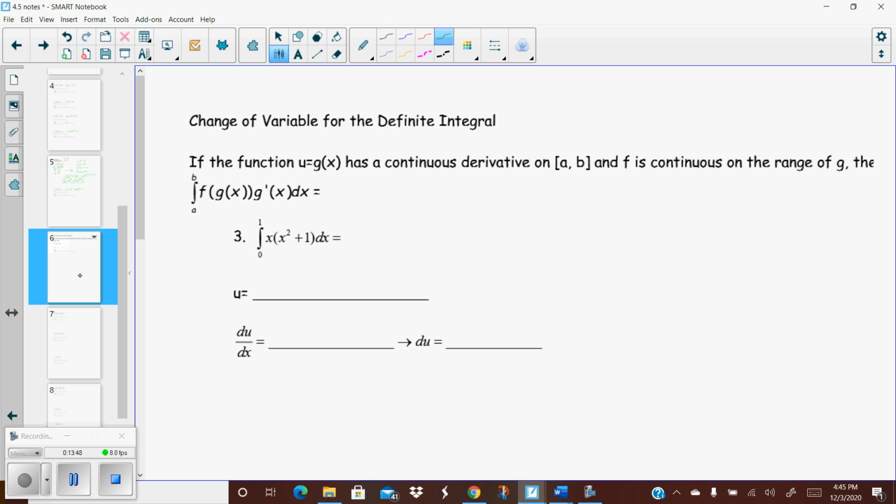Now this first one, probably not the best example to start with, but at least it'll give us an idea of what I'm talking about, because I could literally just multiply the x into the x squared plus 1, and then we could just do a straight power rule, but we're not going to do that. We're going to show that the composite piece x squared plus 1 is our u value. So we're going to let u be x squared plus 1. The derivative then is 2x, so multiplying the dx over, and then solving for dx, it'll be du over 2x.